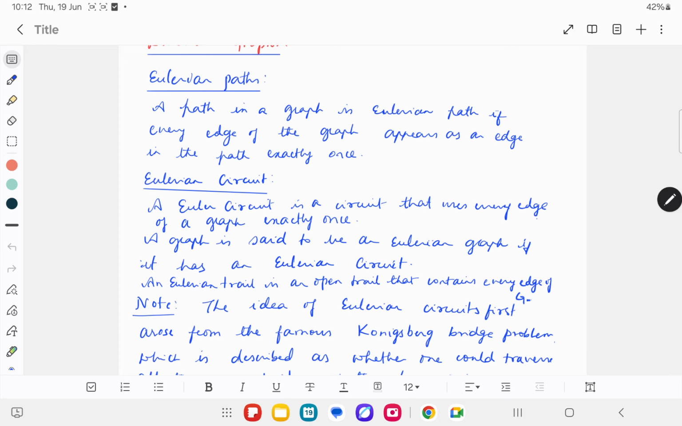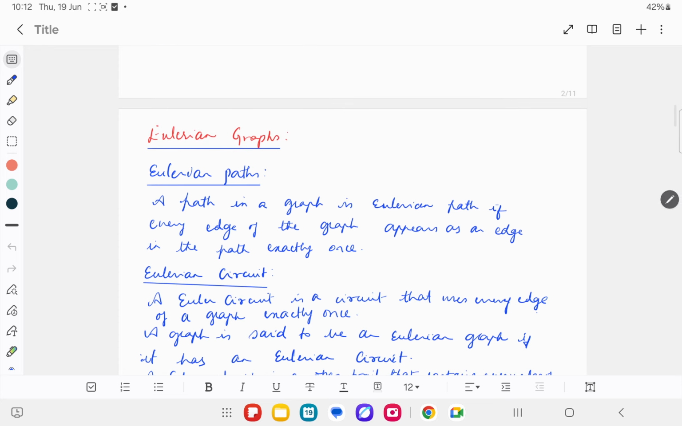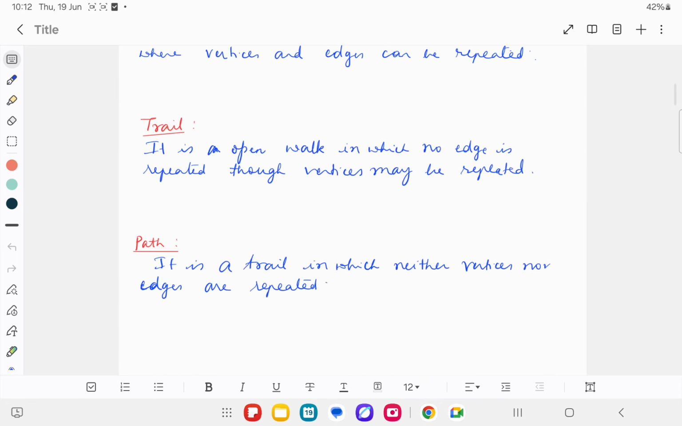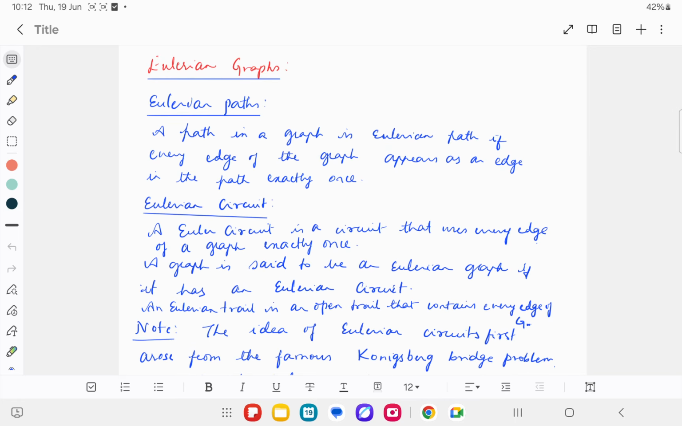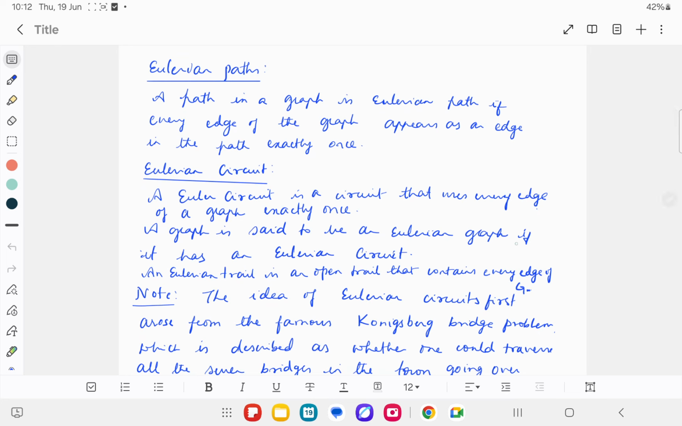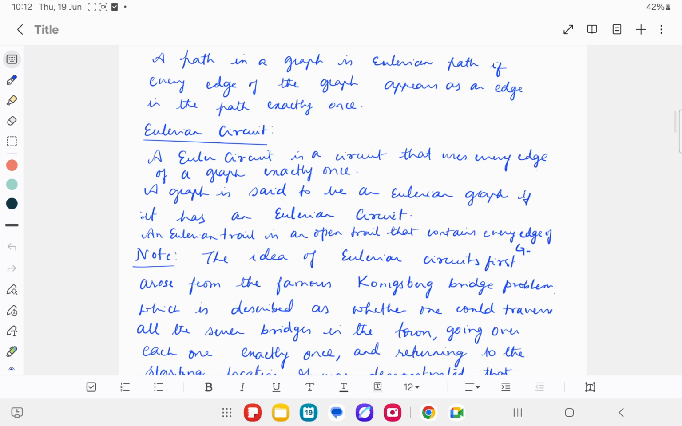Next, Eulerian circuit. Before, we defined trails and paths. A closed trail is a circuit and a closed path is a cycle. Now let us define the Eulerian circuit. An Eulerian circuit is a circuit that uses every edge of the graph exactly once. So what is a circuit? A circuit is a closed trail. That means the starting and the ending vertex are the same. Next, a graph is said to be an Eulerian graph if it has an Eulerian circuit. So an Eulerian trail is an open trail that contains every edge of the graph G.